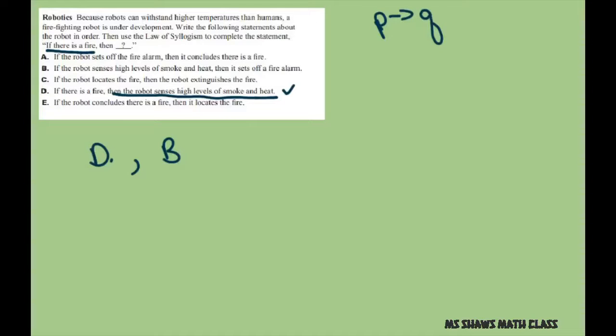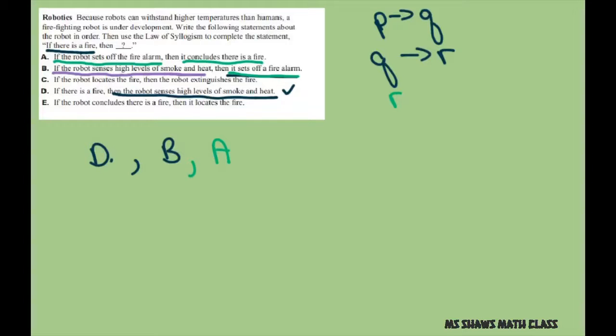All right. So now we want to use the Q, and the Q part is right here. If the robot senses high levels of smoke and heat, then it sets off the fire alarm. So that would be R. Then we want to look at this part. Where's the sets the fire alarm off? And that is A. If the robot sets off the fire alarm, then it concludes there is a fire. So if R, then we'll say S.